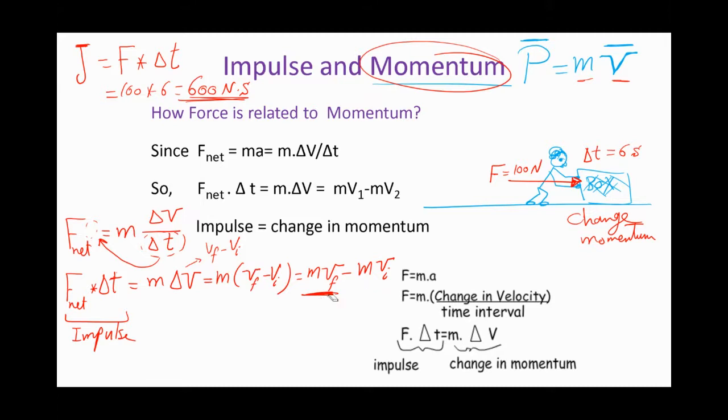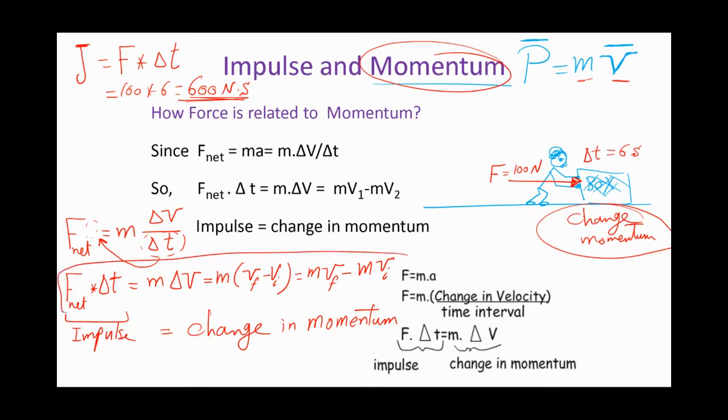So what does it mean? The final momentum minus the initial momentum is the change in momentum. So the impulse equals the change in momentum, and mathematically we use this equation: F times delta T equals m delta V, or m (V final minus V initial), or m V final minus m V initial. All of them are the same.